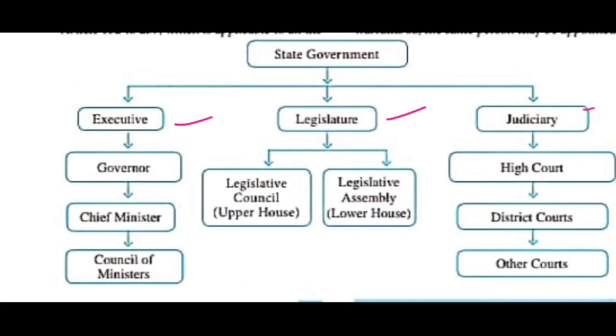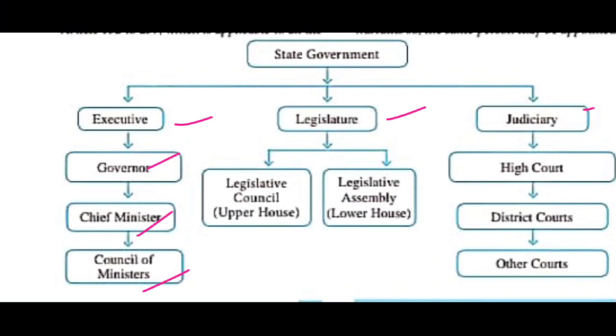Under the executive, who are the members? The Governor is there, the Chief Minister, and under the Chief Minister, the Council of Ministers are there. So under the executive: Governor, Chief Minister and Council of Ministers.